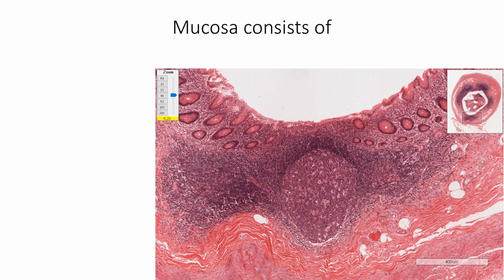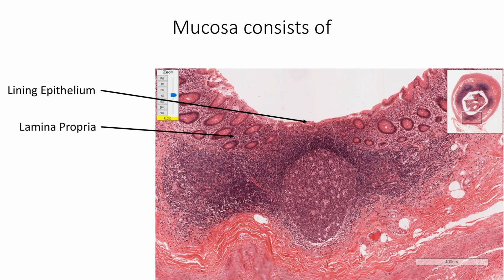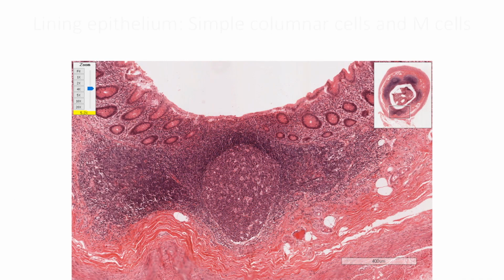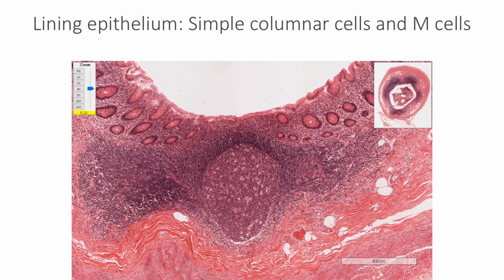Mucosa consists of lining epithelium, lamina propria, and muscularis mucosae. Vermiform appendix is lined by simple columnar cells. Occasional M cells can also be seen whenever the solitary lymphoid follicles come close to the surface.